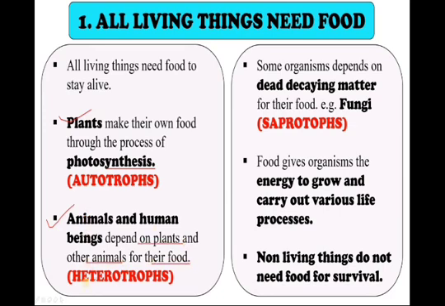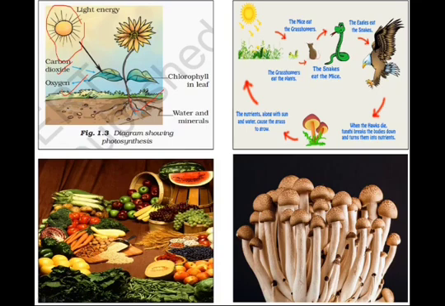And what about heterotrophs? Yes, animals and human beings. Animals and human beings are heterotrophs because they cannot synthesize food. But the thing is that there is a food chain in the environment.